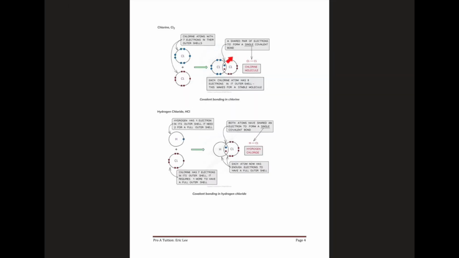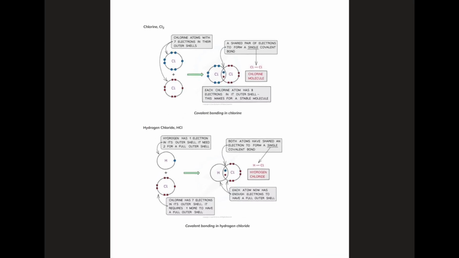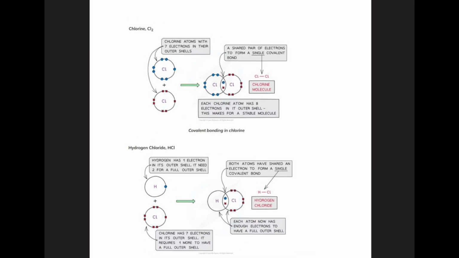So on this page you have more examples. So you can see chlorine molecule. Just now I discussed with you. So you can see 7 valence electrons with 7 valence electrons. So after sharing, they achieve the electronic configuration of noble gas. You can see this one has 8, this one also has 8.